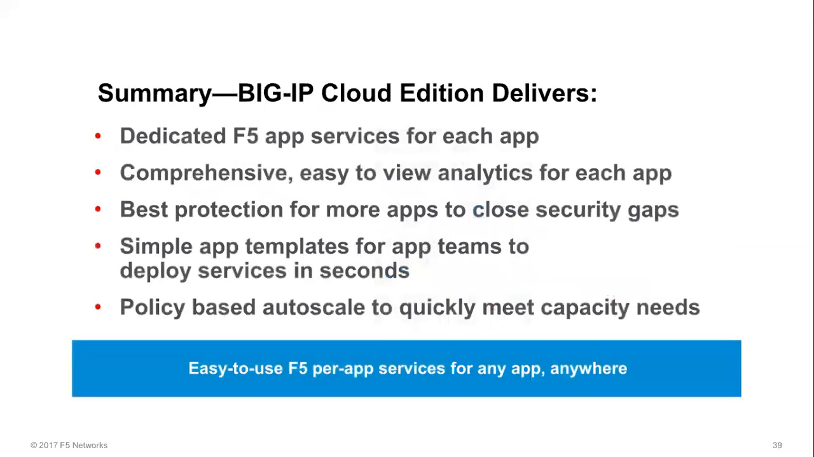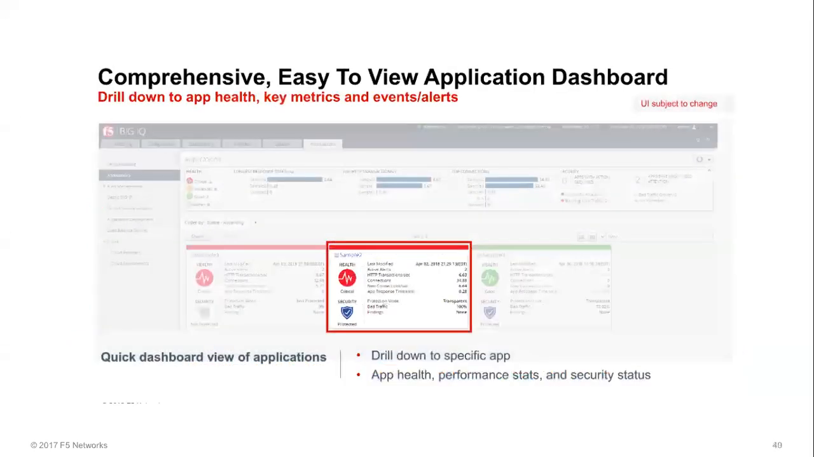So the summary of BIG-IQ, BIG-IP Cloud Edition is that it delivers dedicated F5 app services for each app. It's comprehensive, with easy to view analytics for each app, best protection for more apps to close security gaps, simple app templates for app teams to deploy services in seconds, and policy-based auto scale to quickly meet capacity needs. So this is the dashboard.